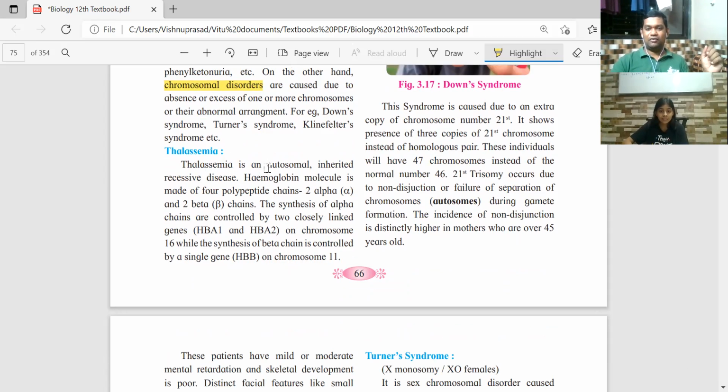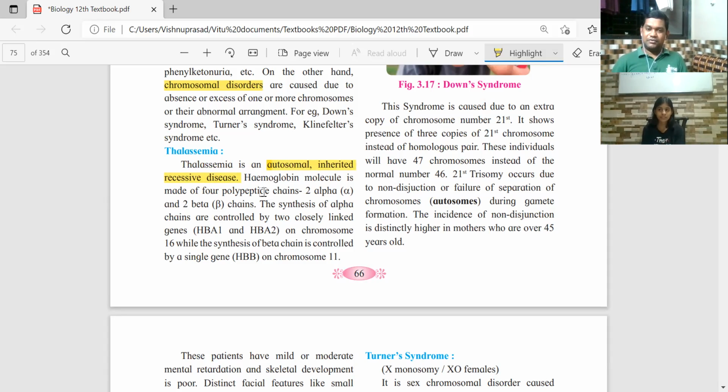तो इसमें क्या होता है कि autosomal recessive disease. Remember the exact reason. MCQ में इसी तरह के questions आएंगे. Autosomal recessive, autosomal dominant, allosomal recessive, allosomal dominant. ऐसे 4 option होंगे. So you should know which one it is. Now you know the meaning of autosome and allosome. So autosomal inherited recessive disease. इसमें क्या होता है? It is associated with the blood.